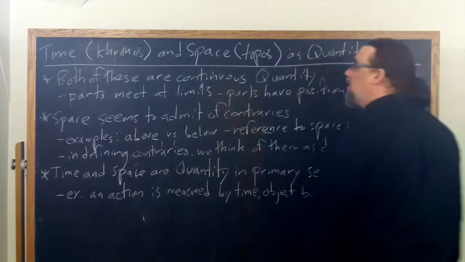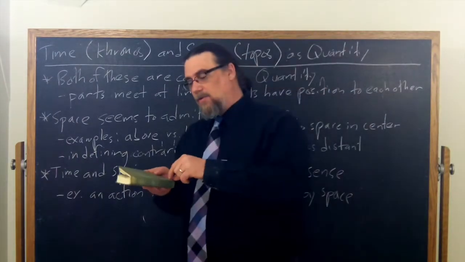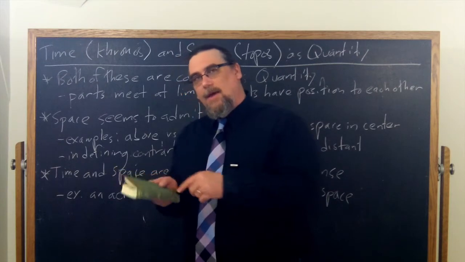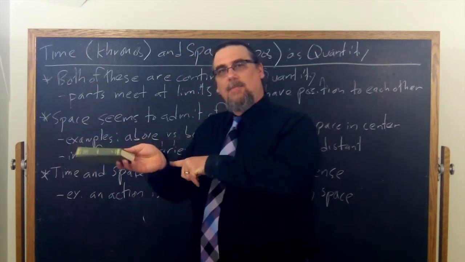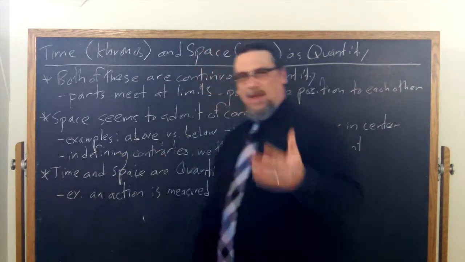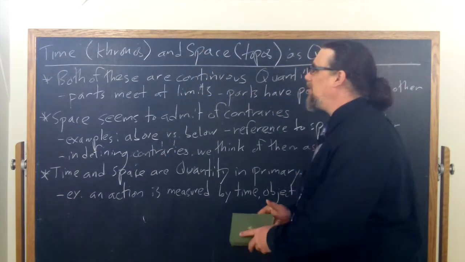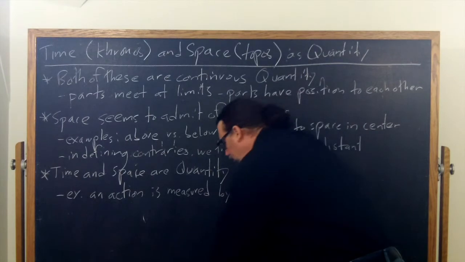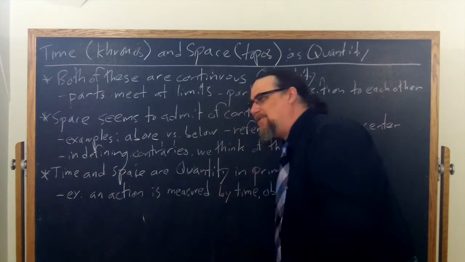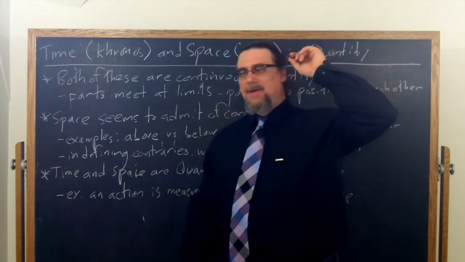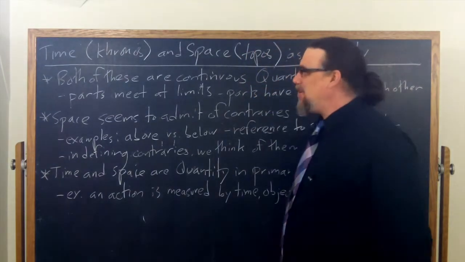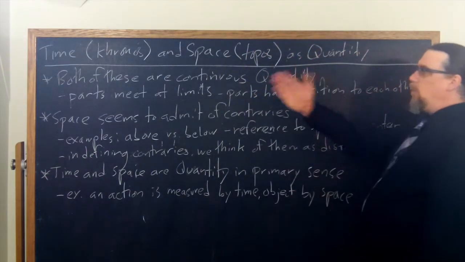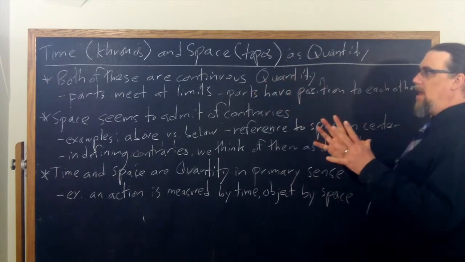So there's meeting at limits, right? These two parts meet here. My wrist is where my hand and my arm meet. And we can get more and more refined with this sort of thing. Each one of my hairs meets my scalp at the follicle, or I know the follicle is inside, but you get the idea. So that's one key thing. The parts meet at limits.